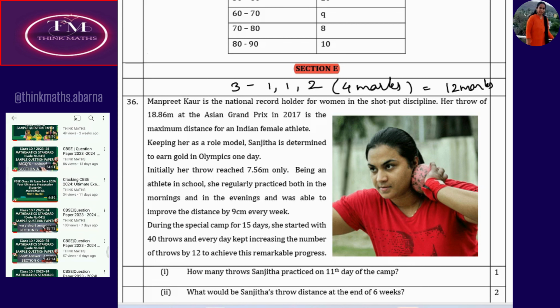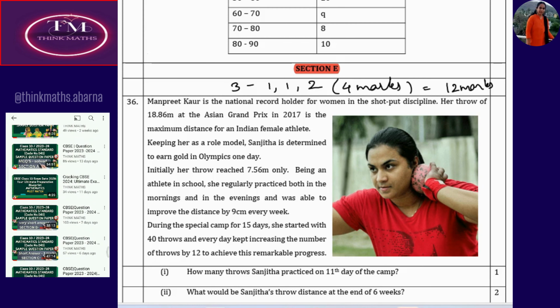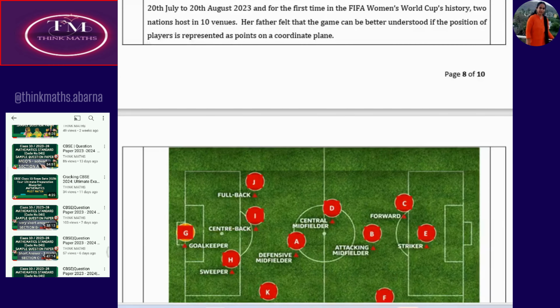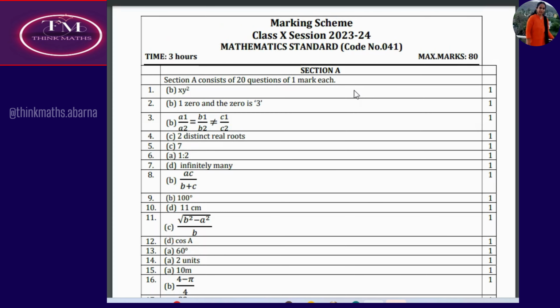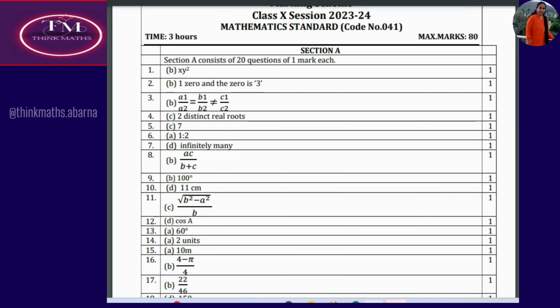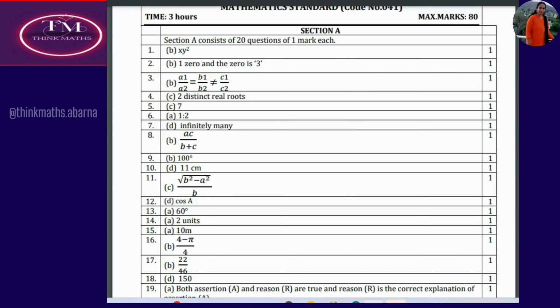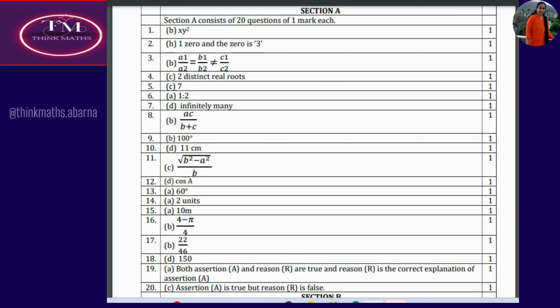Okay, children? Now let us get into the marking scheme for this question paper. Now here, this is the marking scheme. For section A, if you write the options and the answer, you will get the 1 mark. So there is no problem in section A. You just have to find out the answer and write the option and the answer, and you will get 1 mark for each question. So you have 20 questions, so this is about section A.